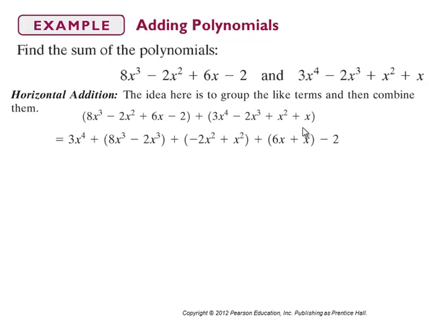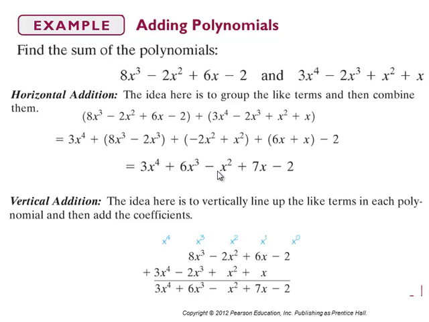So you just group the like terms together. So this 8x cubed plus the negative 2x cubed, they can be grouped together, and so forth for those other like terms. And go ahead and add those coefficients, and there you go. And that's all there is to adding polynomials. You could also add polynomials the vertical method by stacking the polynomials on top of each other, lining up the like terms, and just adding the coefficients.